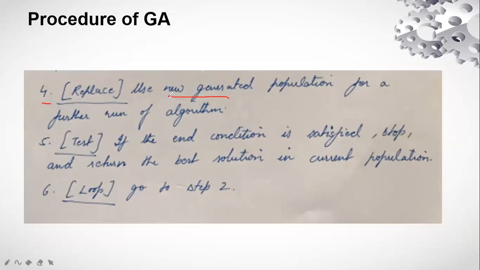Now, from this particular new generation, we are going to repeat the process of selection, crossover, and then again mutation and replacing. Next, the fifth step is test. We are going to test if the end condition is satisfied, stop and return the best solution in the current population. Else we are going to repeat the loop from the second step, right?